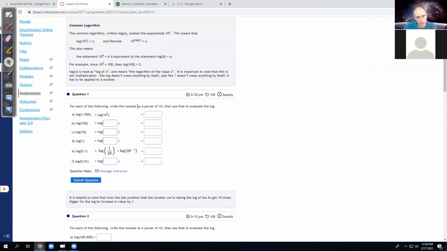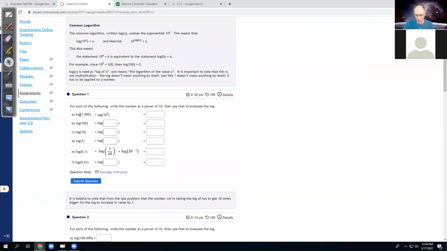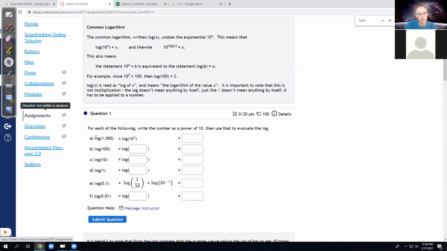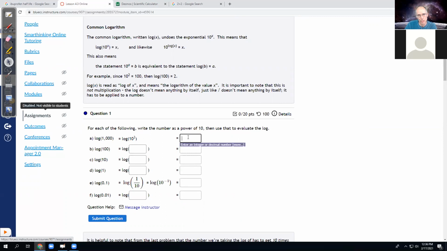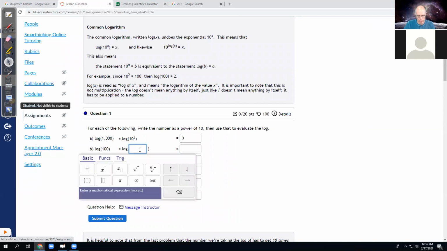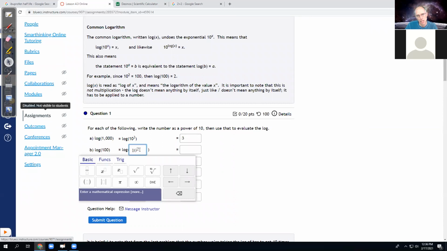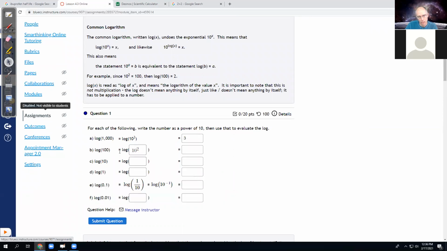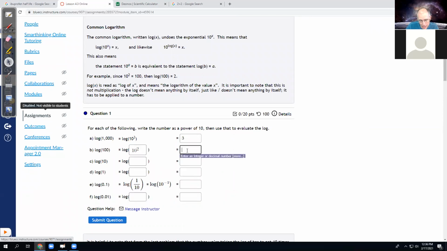Remember, what does log mean? Log says, what's the power? If there's no base with the log, then that means the base must be 10. So this says 10 to what power is 1,000? Well, the power is definitely 3. So I can just put a 3 over here. 100 is what power of 10? Well, 100 is the second power of 10. So that's what I put here. And the log says, what's the power again? And I just say, hey, the power is 2.